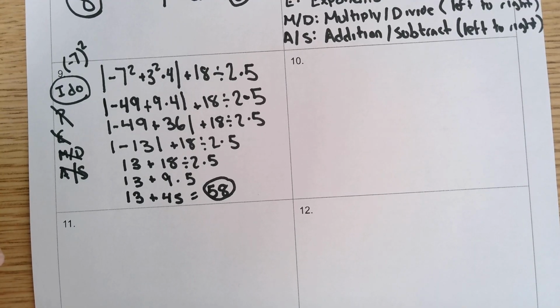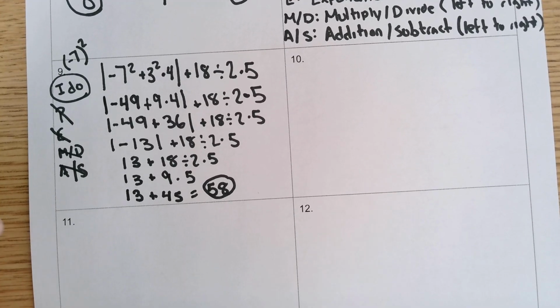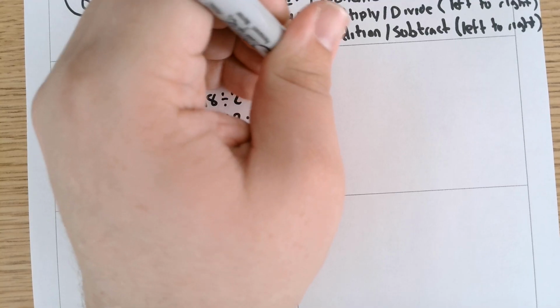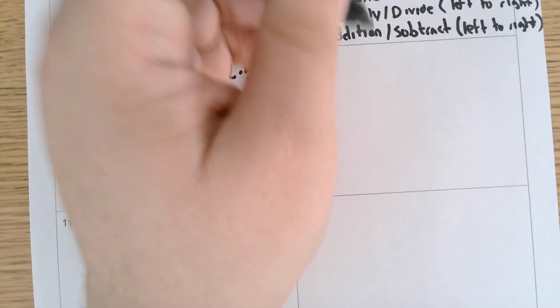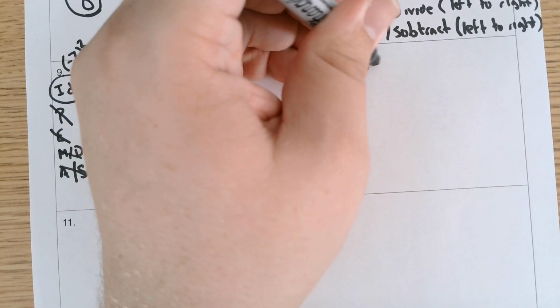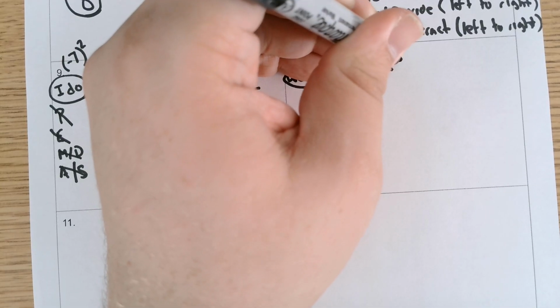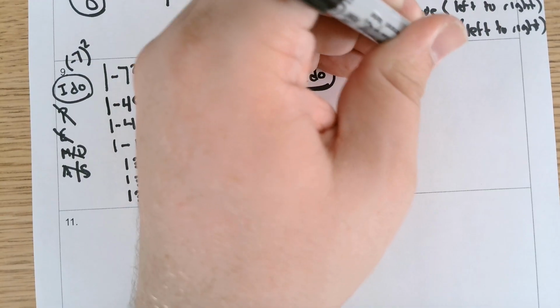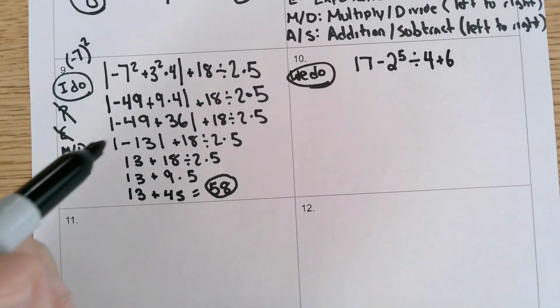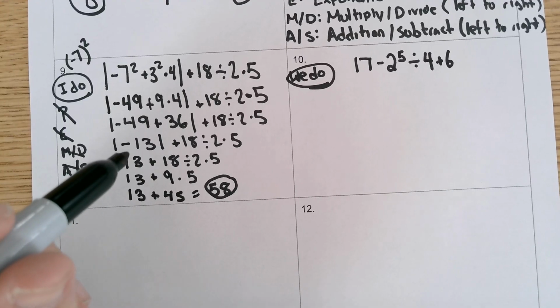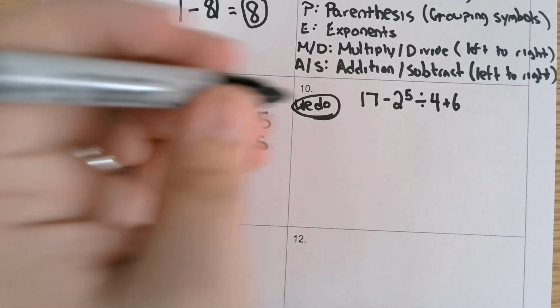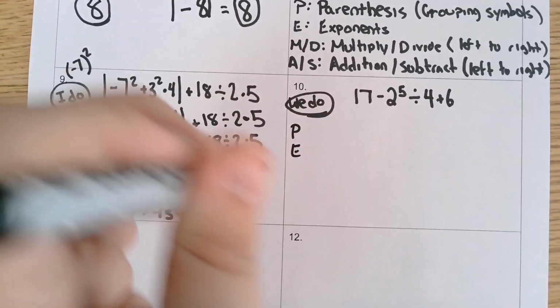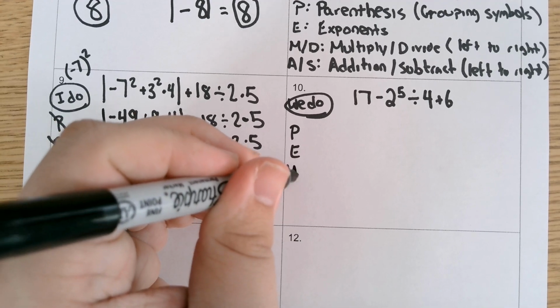All right. Let's go to box 10. This was the we do portion of the lesson. So we have 17 minus 2 to the 5th power divided by 4 plus 6. Okay, so I'm going to rewrite my PEMDAS over here just so I do not forget it.